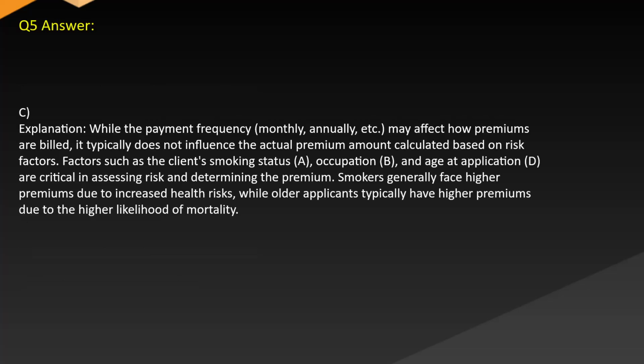Answer: C. Explanation. While the payment frequency, monthly, annually, etc., may affect how premiums are billed, it typically does not influence the actual premium amount calculated based on risk factors. Factors such as the client's smoking status, A, occupation, B, and age at application, D, are critical in assessing risk and determining the premium. Smokers generally face higher premiums due to increased health risks, while older applicants typically have higher premiums due to the higher likelihood of mortality.